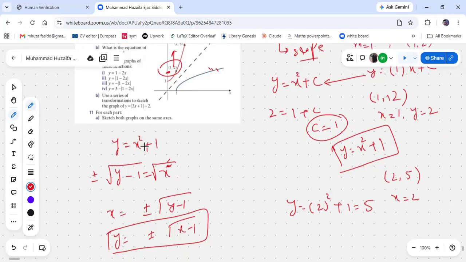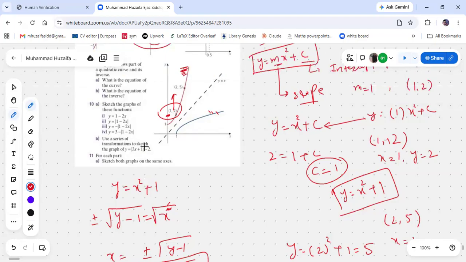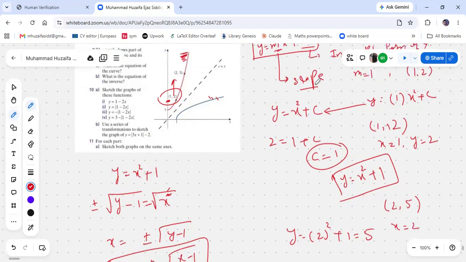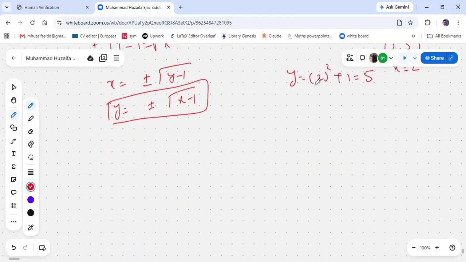Look here. We are working in the first quadrant, not in the second quadrant. In the first quadrant, all quantities are positive. Since the right-hand branch of the parabola is shown, y is always greater than or equal to 0. So we take the positive square root of x minus 1. Why am I writing it? Because we are in the first quadrant.